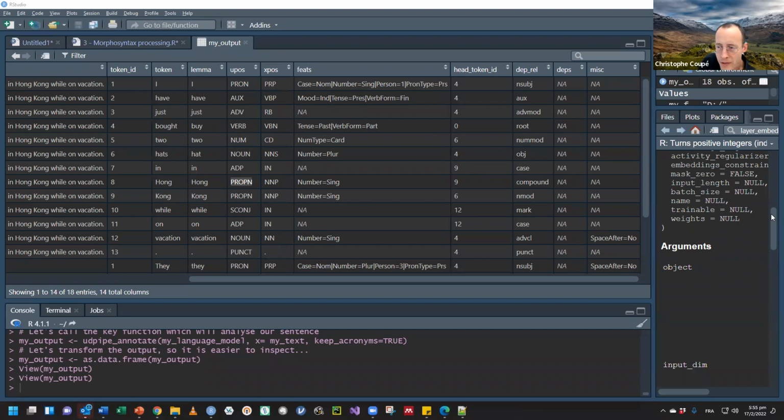But I mean, these are powerful tools to analyze documents. That's nice. That's also how you can start to create tools.